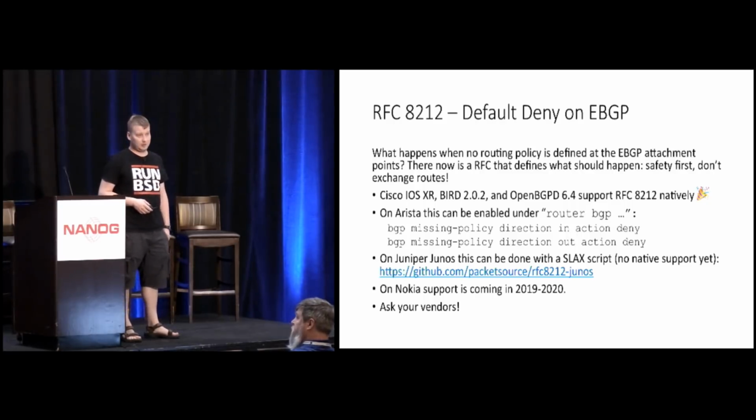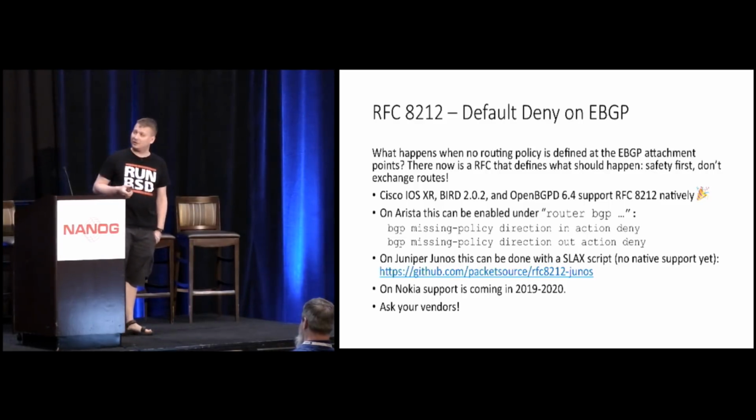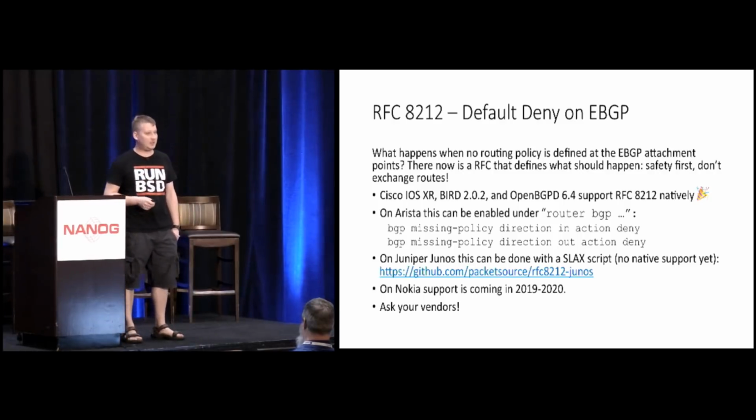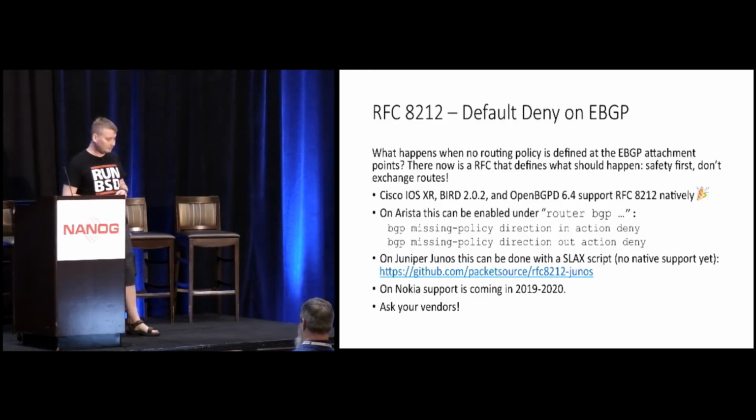On Juniper Junos, you can emulate the behavior by using a SLAX script that Adam Chappell wrote. Just go to the GitHub URL, load the SLAX script into your Junos routers, and you'll have safer behavior. Of course, I'd like Junos to do this by default. Hopefully that will happen at some later point.